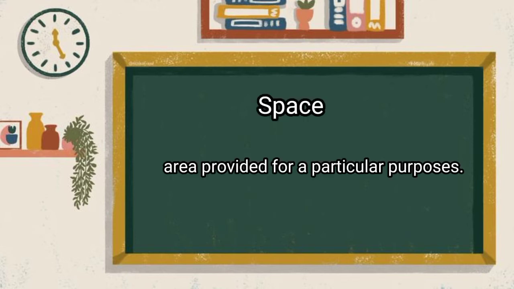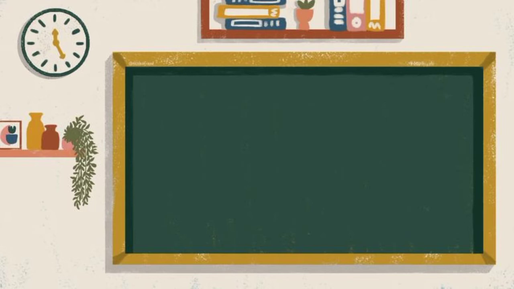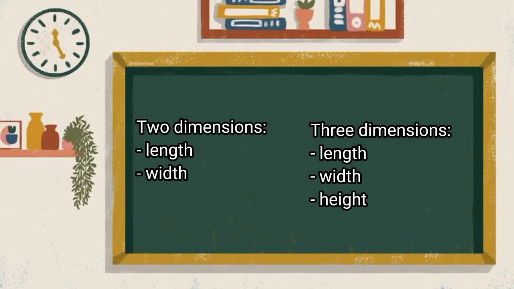The next element of art is space. Space is an area provided for a particular purpose. Space has dimensions: two dimensions, which consist of length and width, and three dimensions, which are length, width, and height.